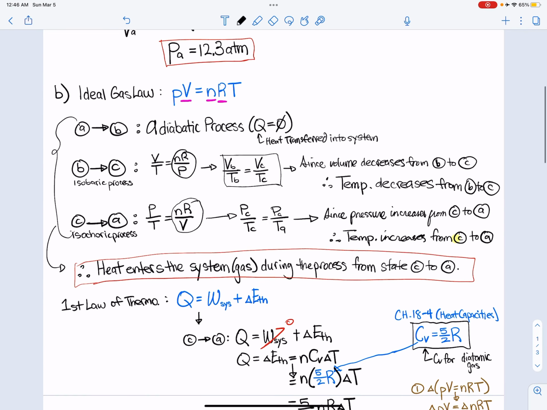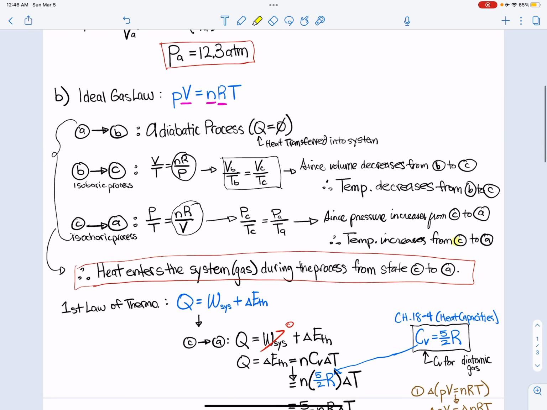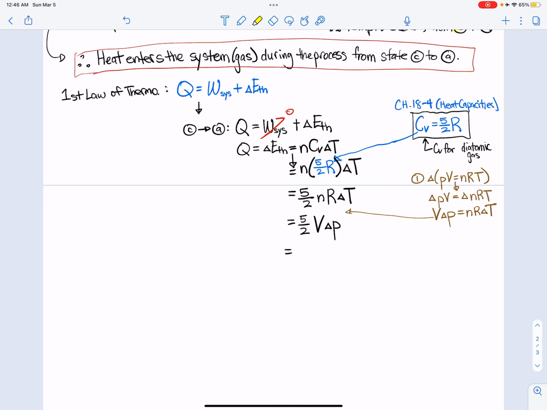Let me look at the PV diagram again. The volume from state C to state A is 0.002 cubic meters, and the pressure at state C is 1.5 atm. The pressure at state A, we solved in part A, is 12.3 atm. Awesome. Another thing: in order to use this in this equation, I can't use atm. I have to convert it to pascals so that my units come out to joules, because that's what I want for my heat transfer, my heat in joules.